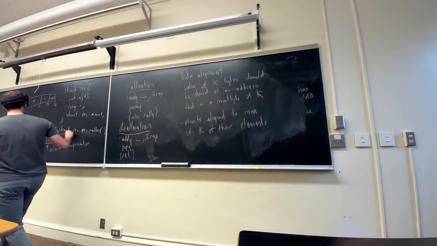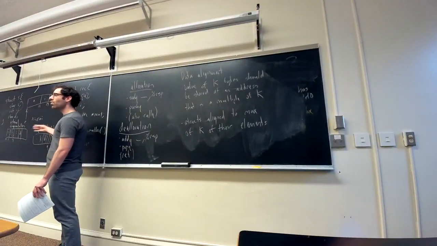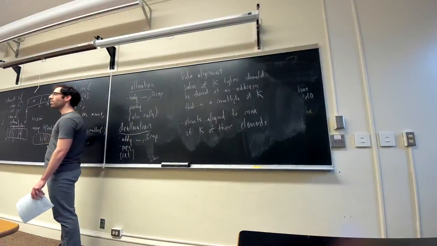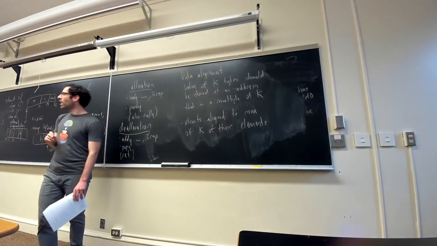The reasoning behind this is that if we want to put these in an array, one struct after another, we need elements beyond the first to stay aligned. So we have to make the whole struct fill that out.